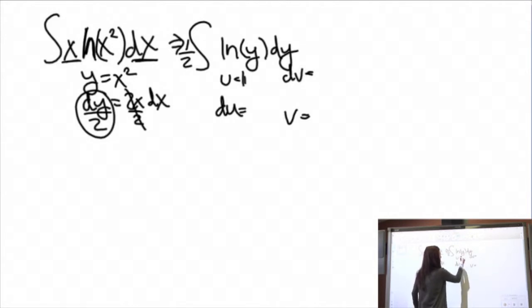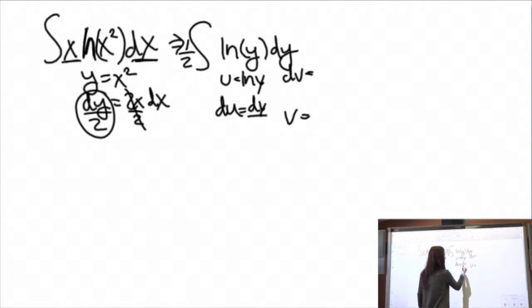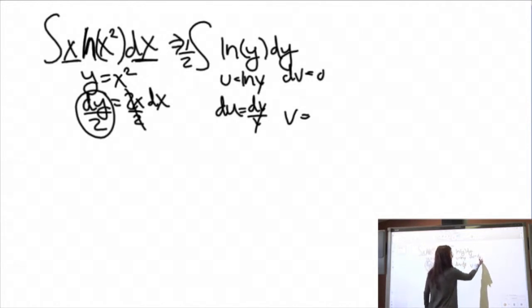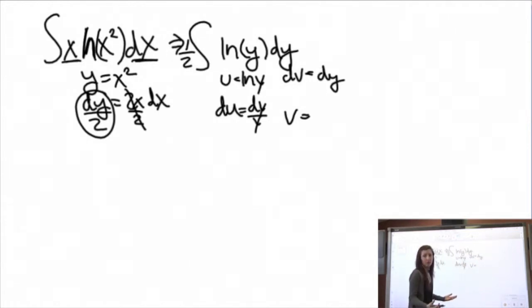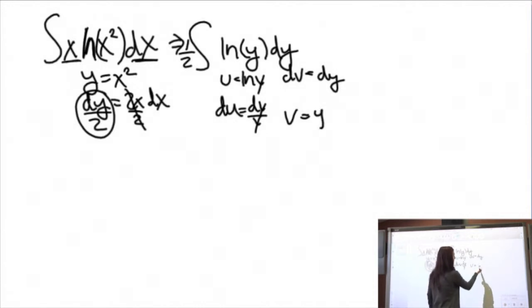That's why we're doing this. So we must do natural log of y right here. And then for du, we have dy over y. And then our dv, we can actually just do as dy, because it is something in the integral, right? Which, when you integrate, you just get y.